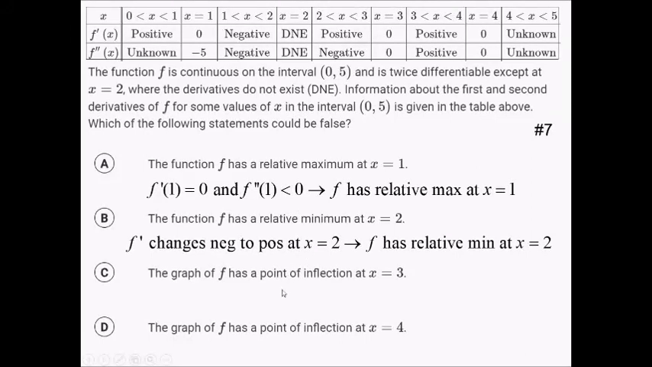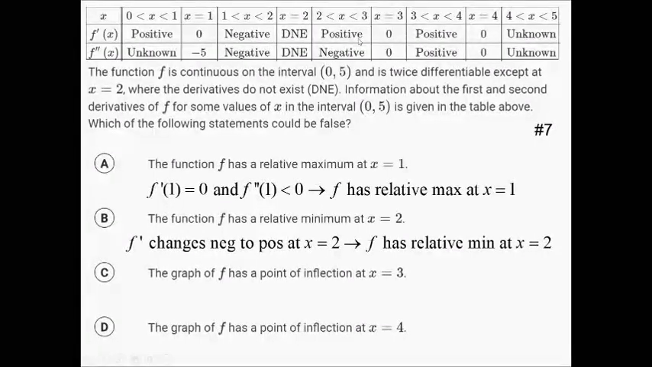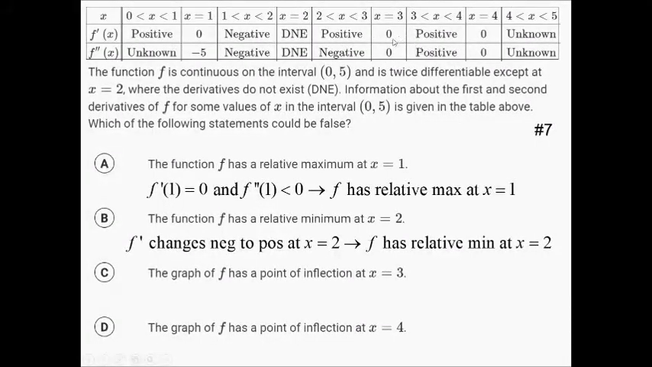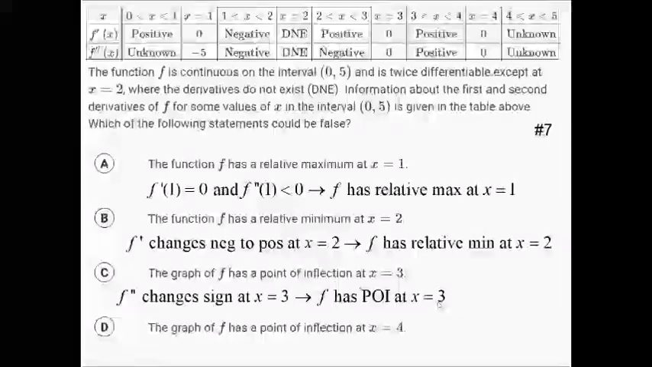On to choice C. Graph has a point of inflection at x equals 3. So looking at 3, we do have f double prime equaling 0 there. So that's one condition. We also have a change in the sign of f double prime from negative to positive. So because we have that f double prime sign change, and we do know that the point actually exists at x equals 3 because our function's continuous, this proves that we do indeed have a point of inflection for f at x equals 3.